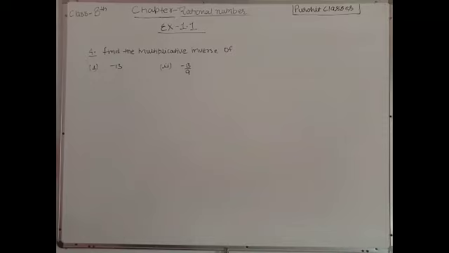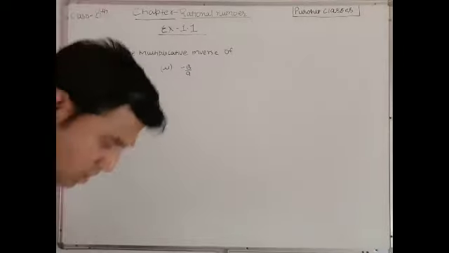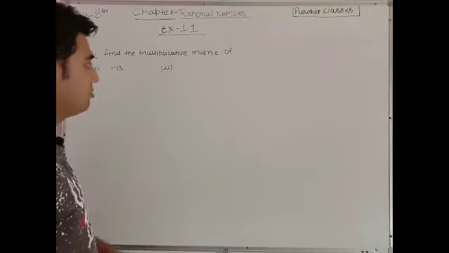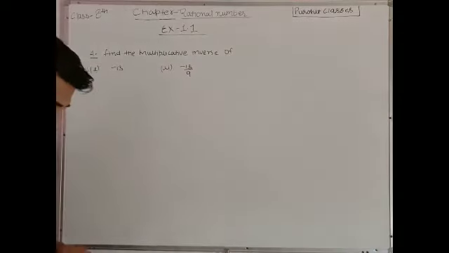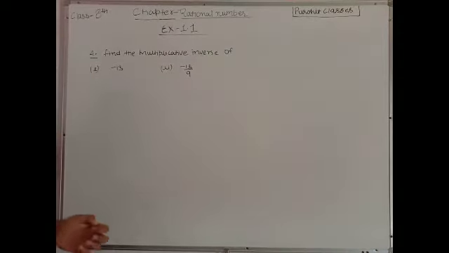So let's see question number 4, which says find the multiplicative inverse of following. Following means first one is minus 13 and second one is minus 13 over 9. So let us recall the definition of multiplicative inverse, or what was the property of multiplicative inverse. On multiplying the number by its multiplicative inverse, the product always becomes 1. So we will use that property.